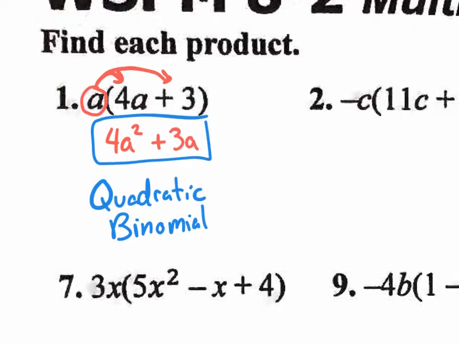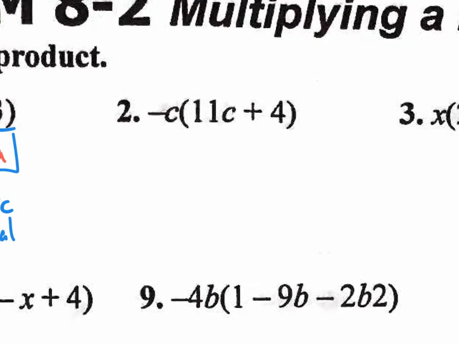Okay? So distributing is really easy to do. All you have to do, or all I like to do, is to circle and draw some arrows. So negative c, that's really like saying negative 1 in front of the c. And you got to multiply that by positive 11c. So negative 1 times 11, that is negative 11. And then when I go c times c, that's really going to be a c squared. So negative 1c times 11c, that's negative 11c squared.